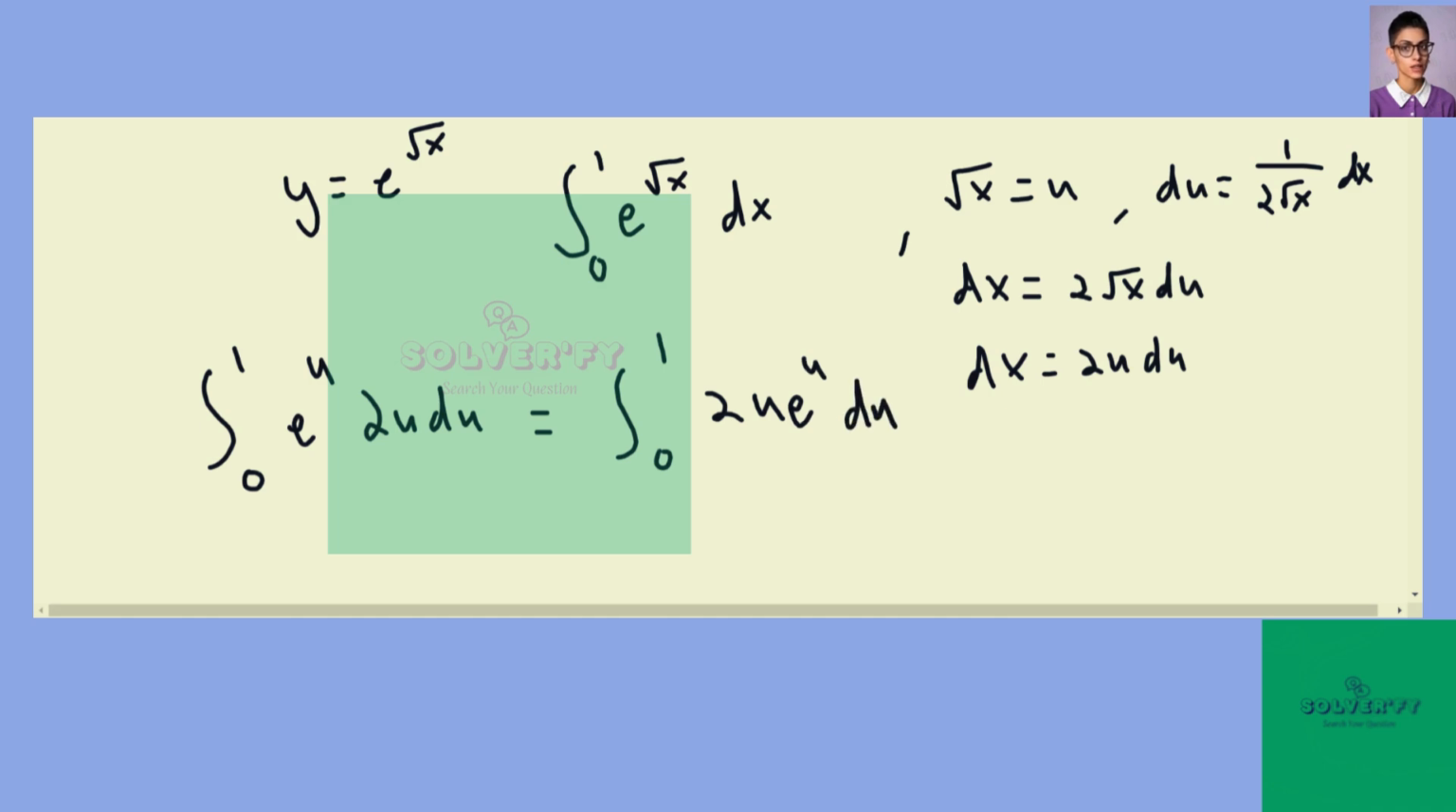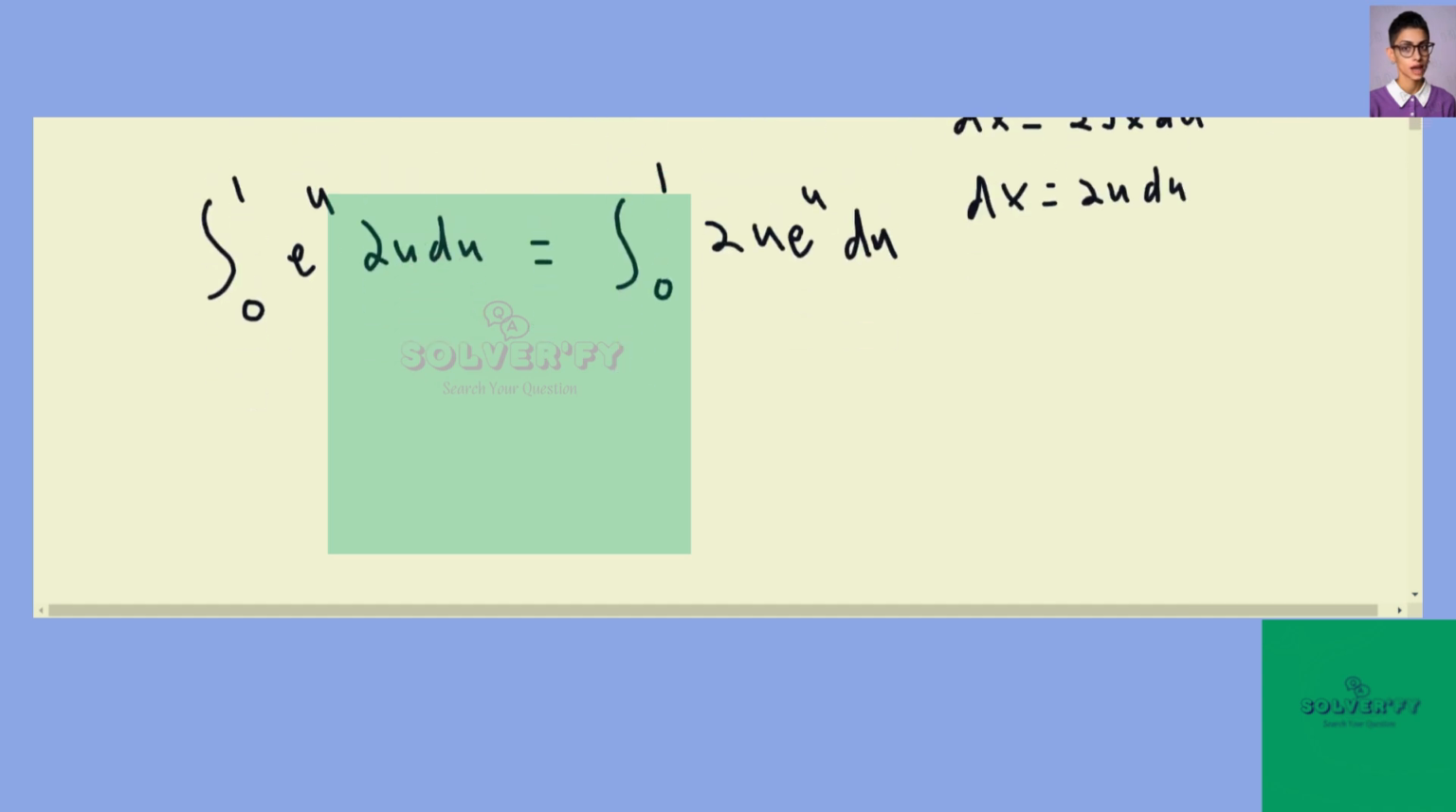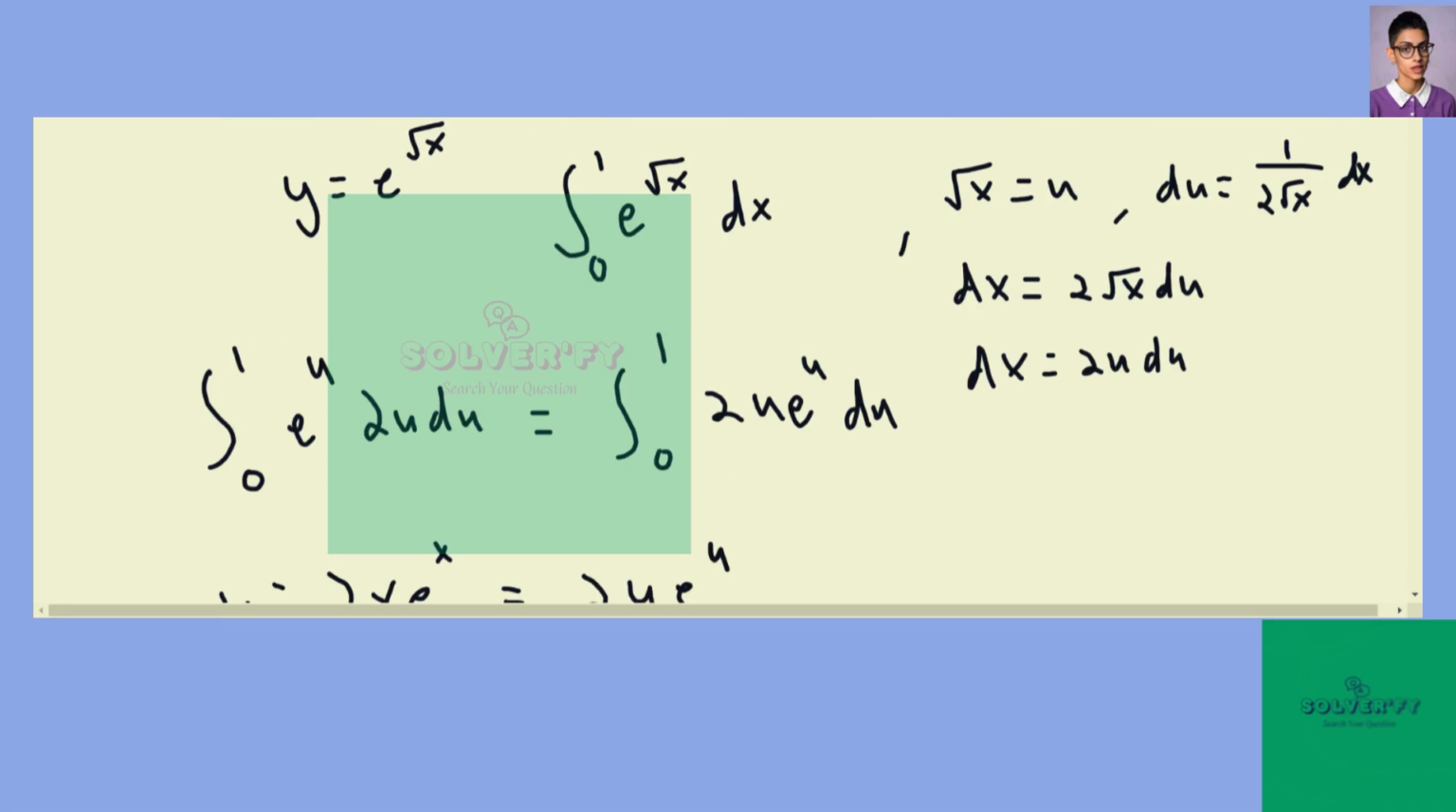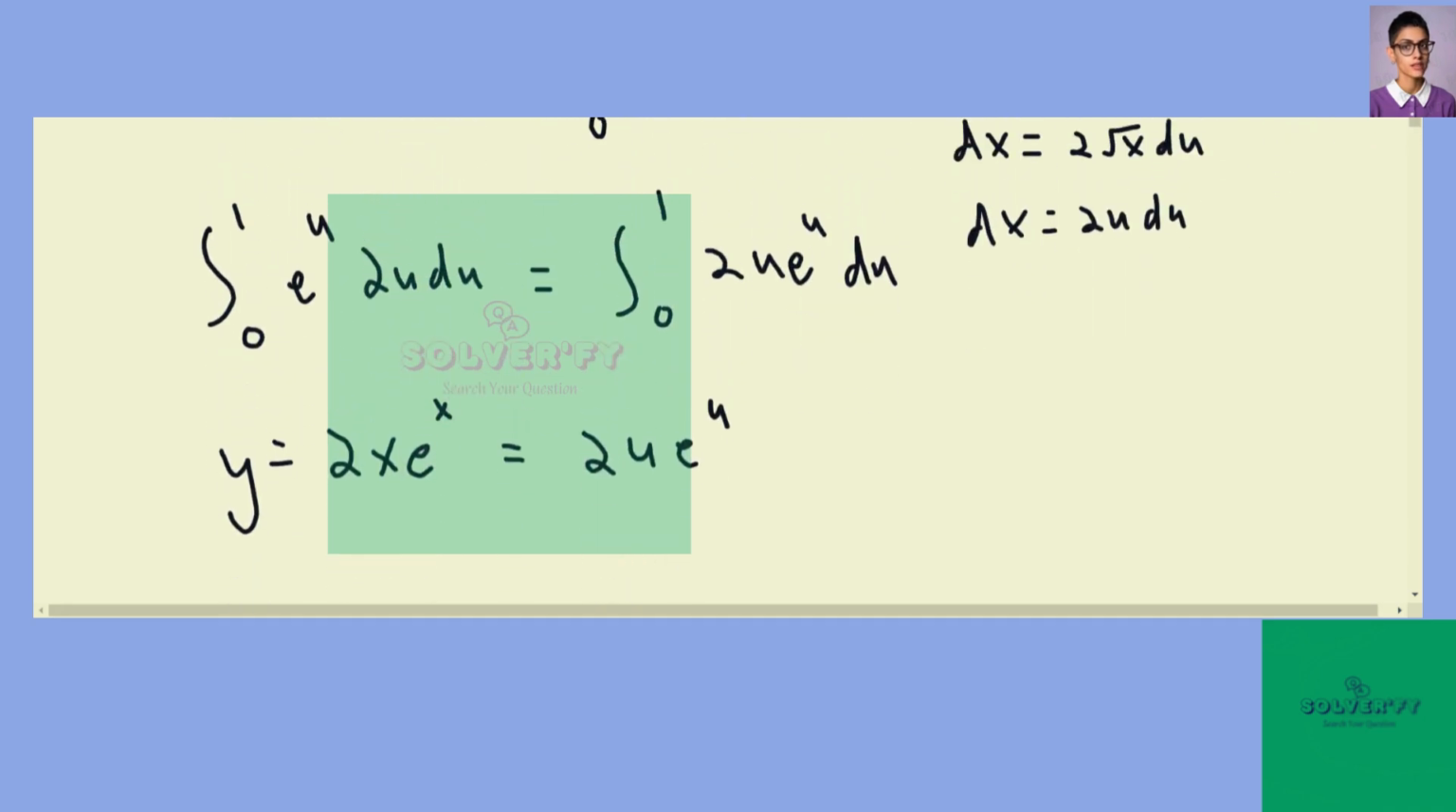If you go and look at your second graph, you can see that it has the function written on there. It has the function y is equal to 2x e^x, which really is the same thing as 2u e^u, because we've just substituted those values in. And if we were to take the integral from 0 to 1, we would have the same thing as 2u e^u du, which are both equal to each other. Therefore, we can confirm that 1 and 2 are equal to each other.